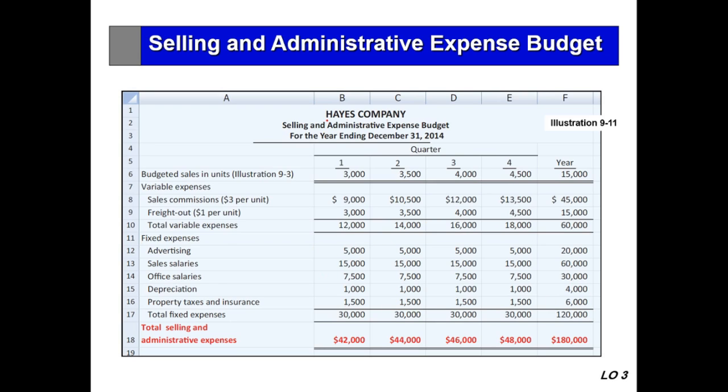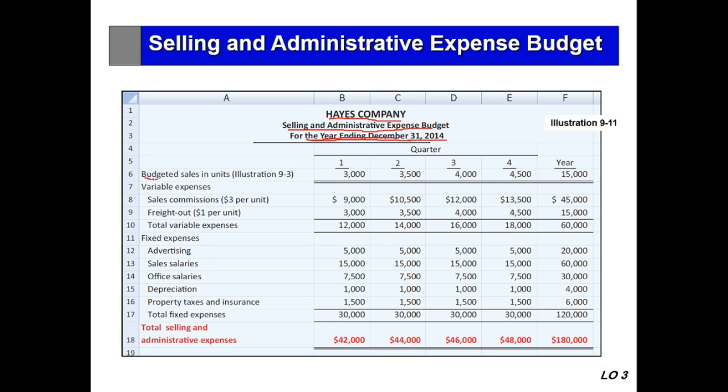Here we want to prepare the selling and administrative expenses budget. The company name, the title of the report, selling and administrative expenses budget for the coming period. We assume that the next period will be 2014, not 2021. We assume that we are in 2013 and the next period will be 2014. This is the period that the selling and administrative expense budget will cover.